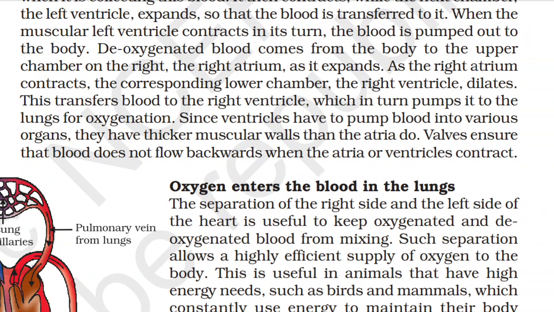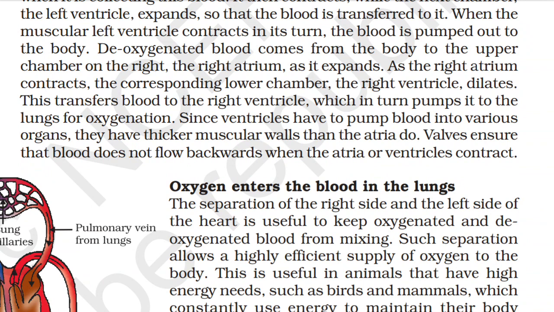There can be a question that why there are three flaps on the right side and two flaps on the left side. This is because the pressure is high on the left side and low on the right side. That is why there is more chance of backflow on the right side. That is, the blood will come back to the ventricle or the atrium. That is why there are valves to prevent the backflow of blood.